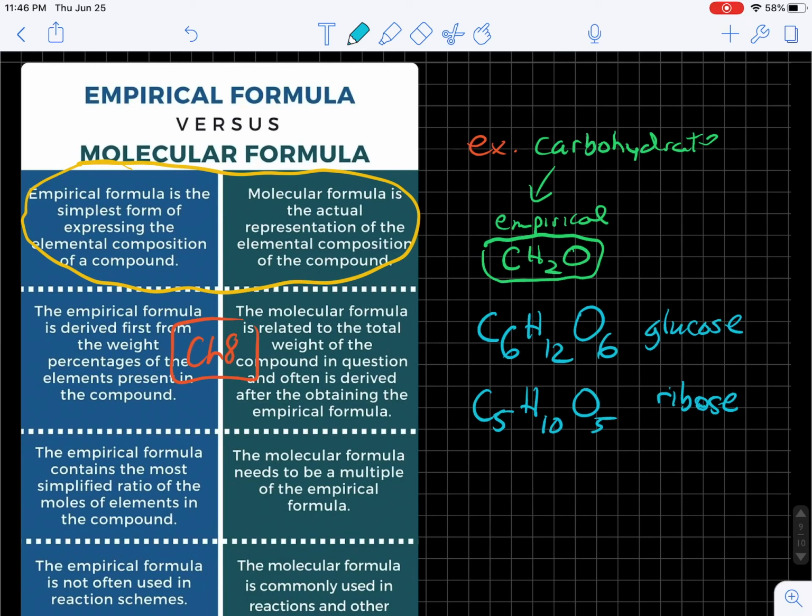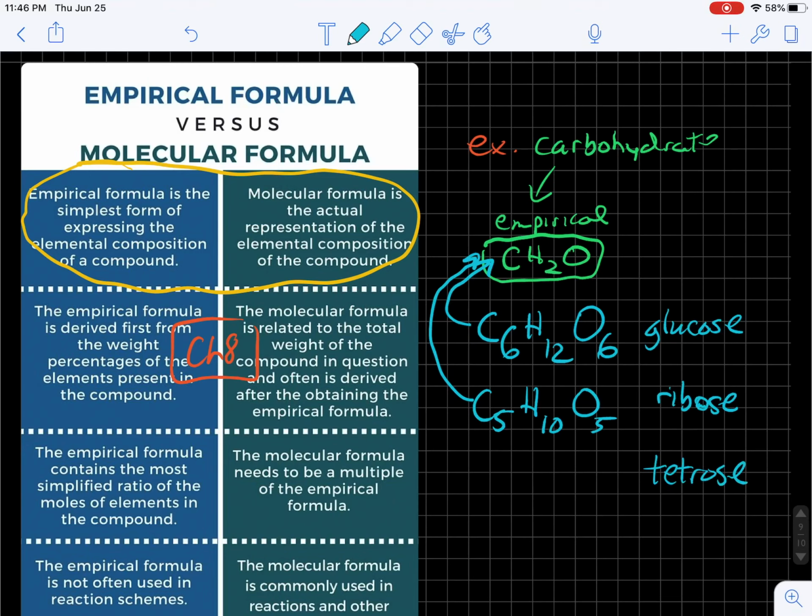So ribose sugar, different than glucose sugar, but if you take those formulas and you reduce them down, so we're going to take glucose and we're going to divide each of those by 6, we get CH2O. If we take ribose, C5H10O5, and divide each of those by 5, we get CH2O. So you can think of the empirical formula as sort of the family formula. They all come down to this ratio, whereas glucose and ribose represent the individual sugar. So empirical formula for a sugar, CH2O, but glucose has a different formula, ribose has a different formula.